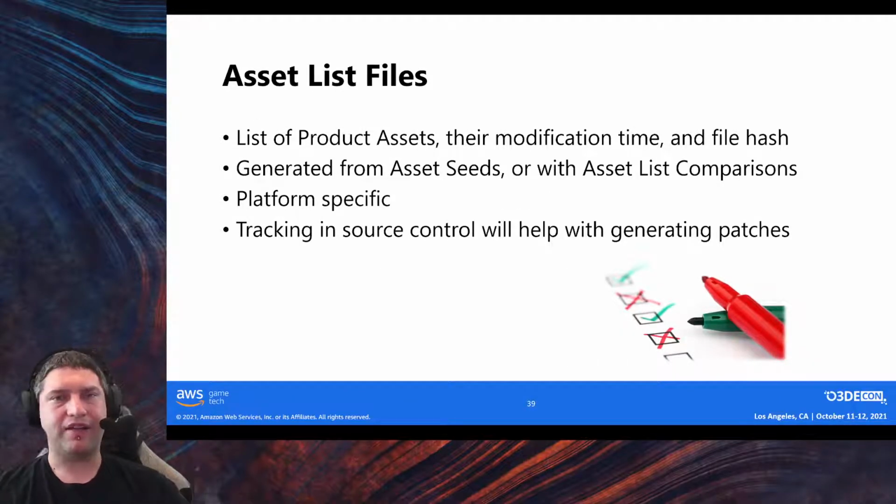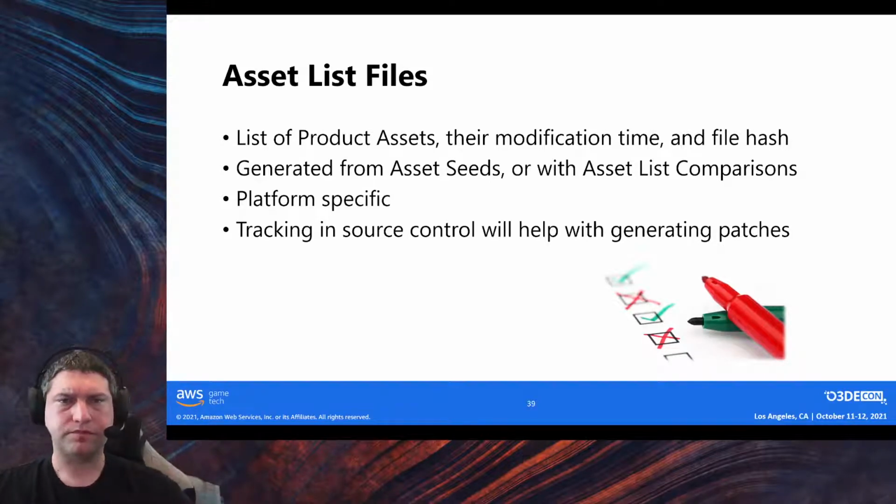An asset list file is that expanded list of product assets from the asset seed file, or by managing other asset list files using asset list comparisons. These contain the modification time of a product asset and file hash, which are used with the asset list comparison feature to help you generate that patched content, the change between the last release and this release. At this point, this becomes platform specific because these bundled asset bundles are going to be platform specific. What the content you bundle up for Android is going to be different and bundled up differently than how you create your release build for your Windows project, for example.